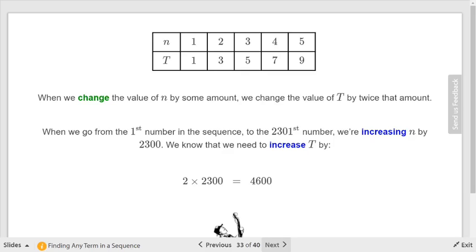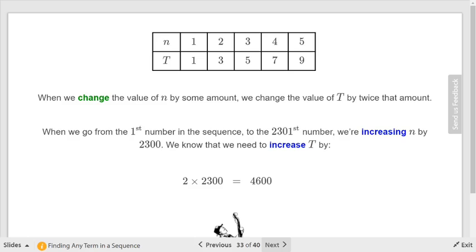So look at the 2300 number then. So that's 2 times 2300. 4,600. Okay? And that way we can find any number. And then add the 1.